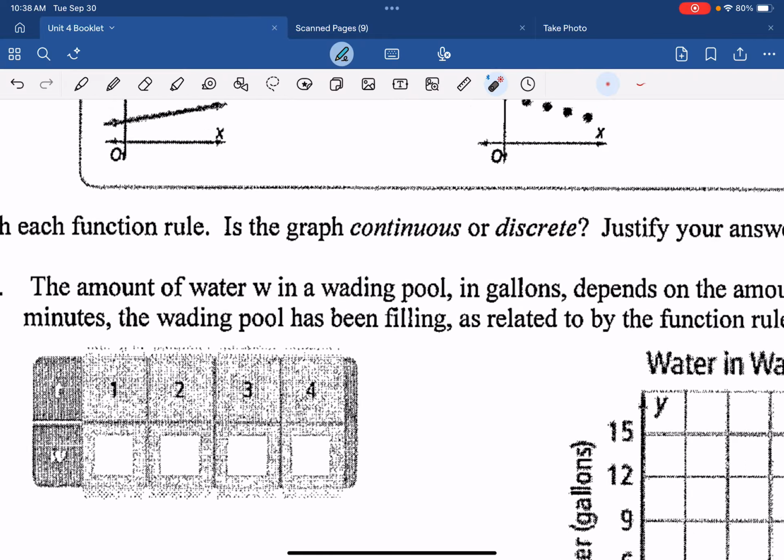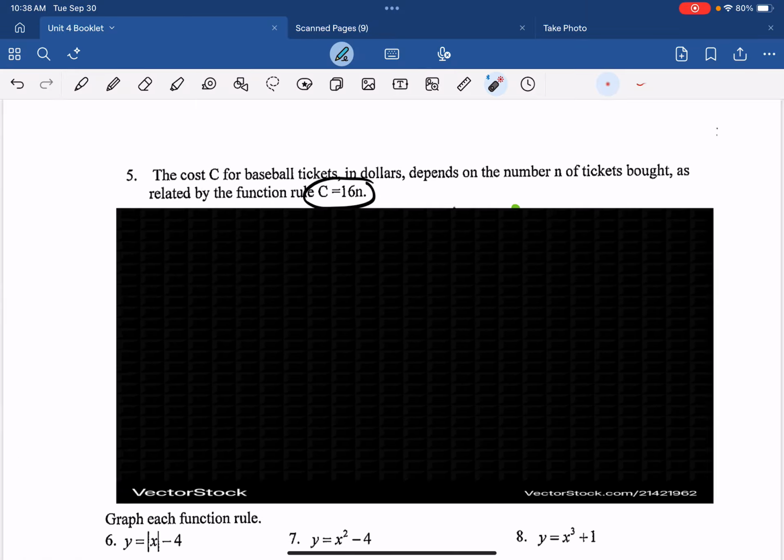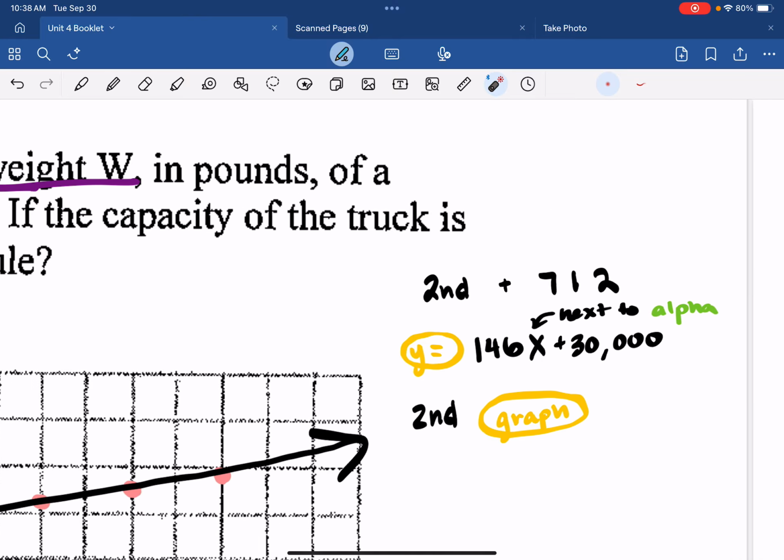All right, so let's just look at this first problem here, okay? It says the amount of water W in a wading pool in gallons depends on the amount of time T in minutes, okay? All right, so again, practice with your calculator. So pause, type this in, see if you can fill in our chart using the calculator steps that we used above. And here they are if you need them.